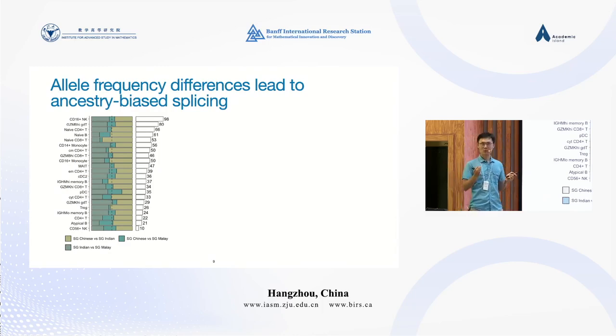Now with between 1,000 to 2,000 alternatively spliced genes, we can talk about genome-wide differential splicing analysis. Here what we did is that we stratified the individuals into different ethnic groups: Chinese versus Indian, Chinese versus Malays, and Indian versus Malays, and we detected genome-wide differential splicing patterns, right?